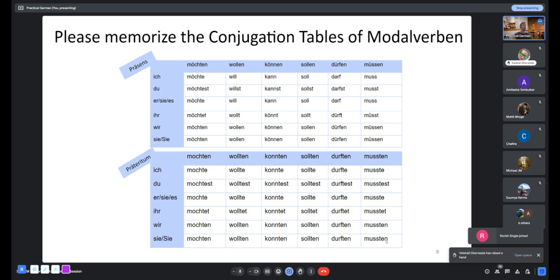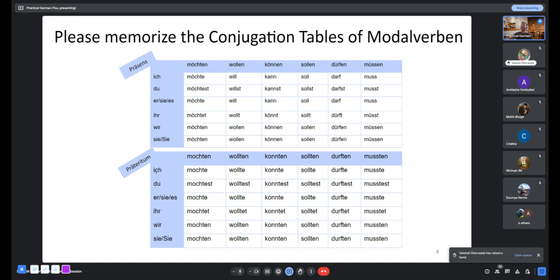I mean, it does not change. Yeah. Now, that means if you know the actual verb in the normal form, for wir and sie, it's easy, you don't have to remember separately.